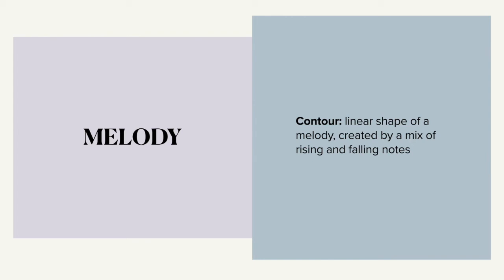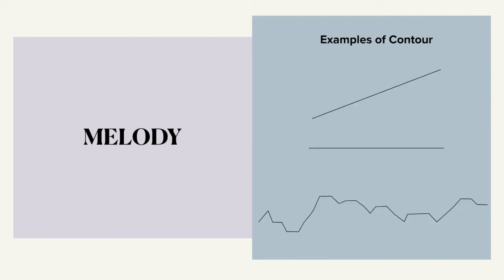But there are these elements of a shape that we perceive when we're listening to music, and contour in melody is one of them. It's the line or the linear shape of a melody, and it's simply created by a mix of rising and falling notes. So you might go up, up, up, up, up, or come down, down, down, down, down. And either way, when you mix those two, that's when you get the contour. So here are some examples of contour.